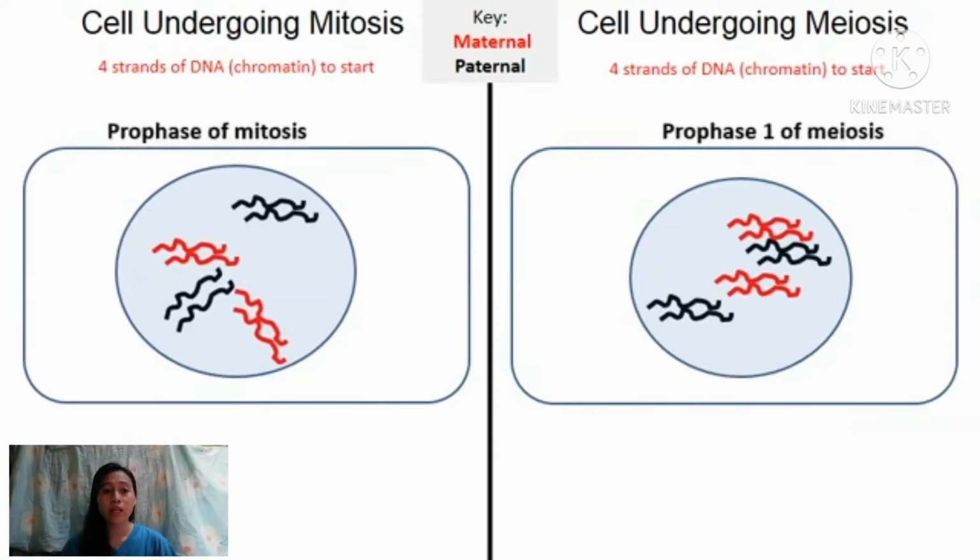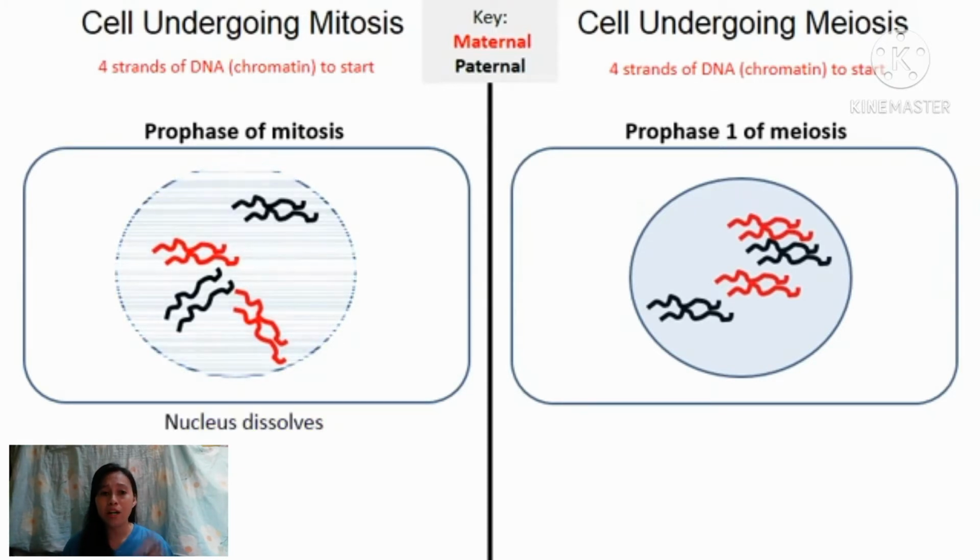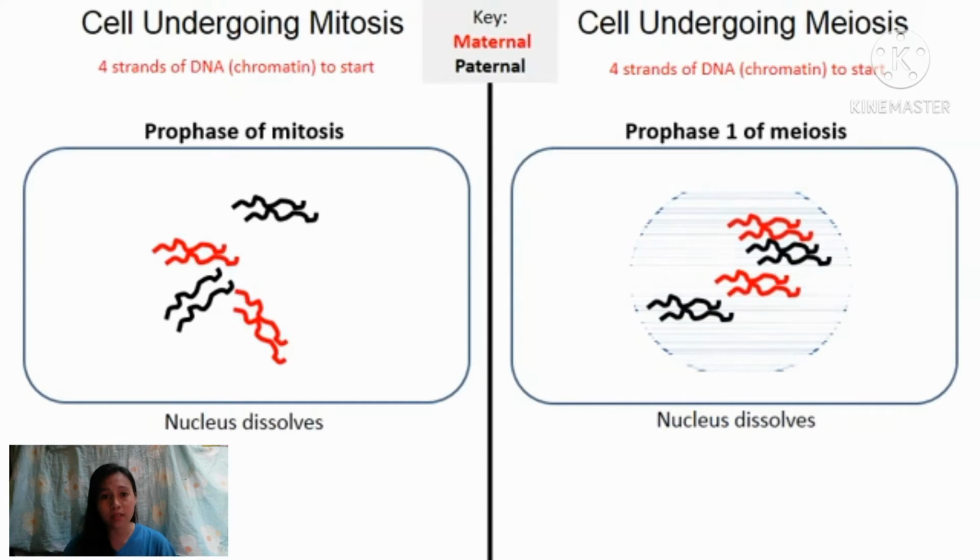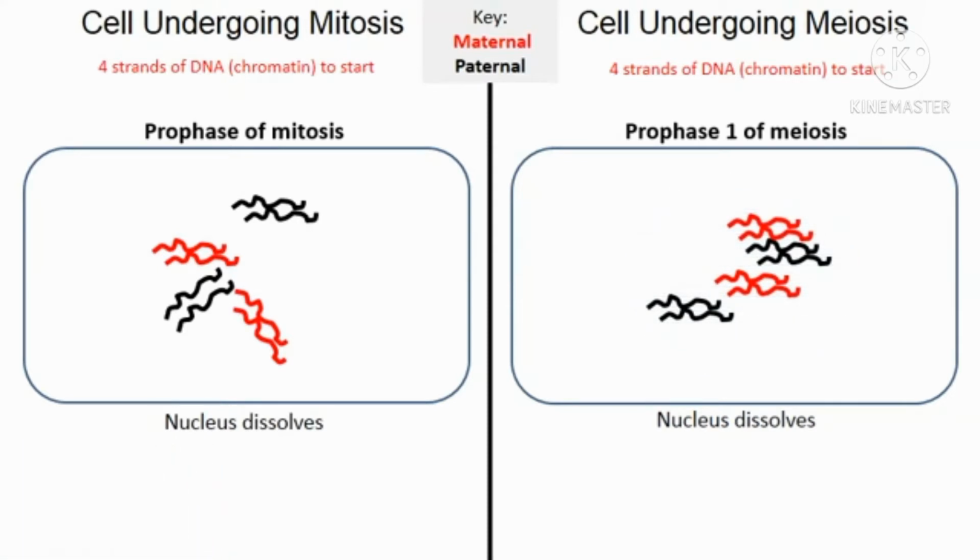As we move on into prophase of mitosis on the left, the nucleus will dissolve. In prophase 1 of meiosis on the right, the same thing, the nucleus dissolves. So far, there is really no noticeable distinction between the two.